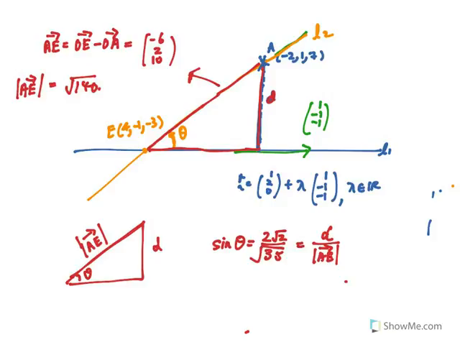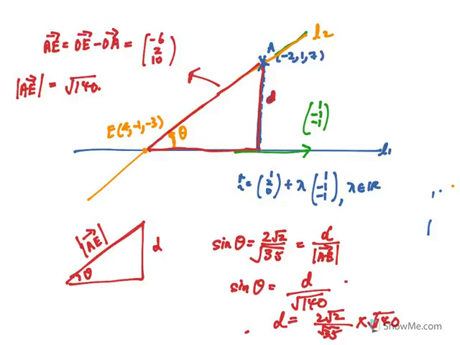So sine theta is equal to D over square root 140, and D will be equal to sine theta, which is 2 square root 2 over square root 35, multiplied by square root 140, and eventually your answer comes out to be 4 square root 2. Right? And that's the end of question 2.